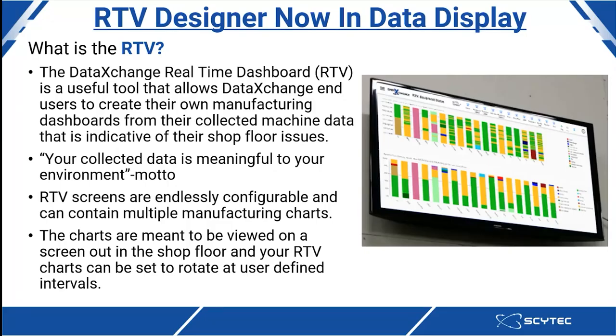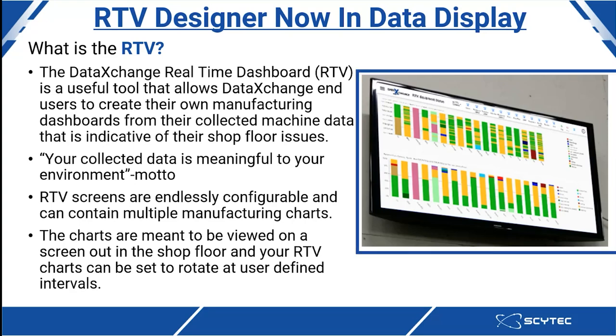The RTV screens are endlessly configurable and contain multiple manufacturing charts. You develop these with the designer that I'm going to be talking about here. The charts are meant to be viewed on a screen out on the shop floor, and your RTV charts can be set to rotate at user-defined intervals, kind of like a stock ticker for your shop floor performance. What you're looking at in that image over there is an RTV screen showing equipment statuses and their summaries.